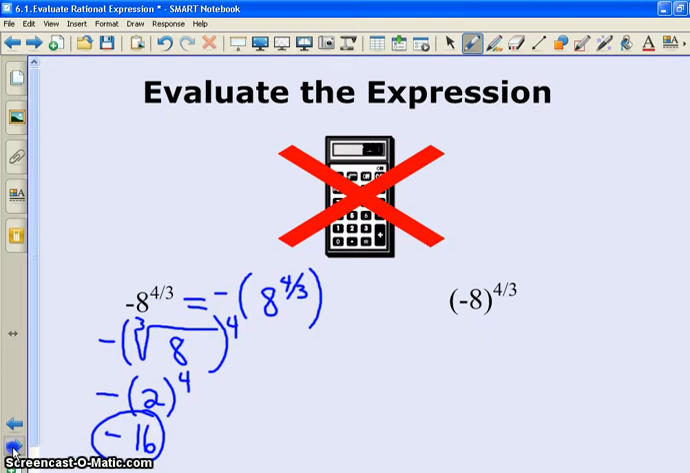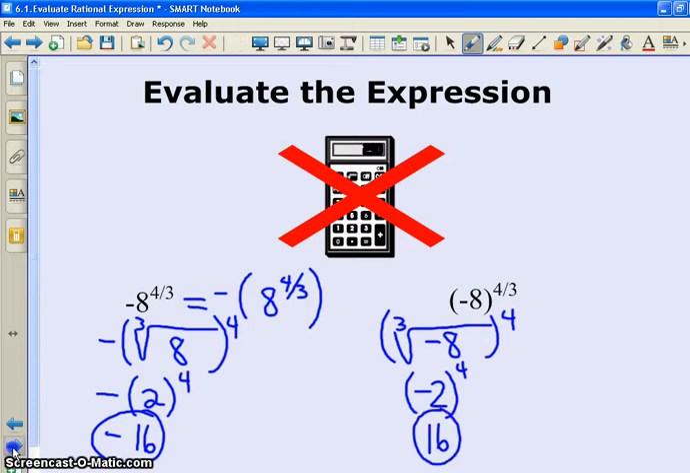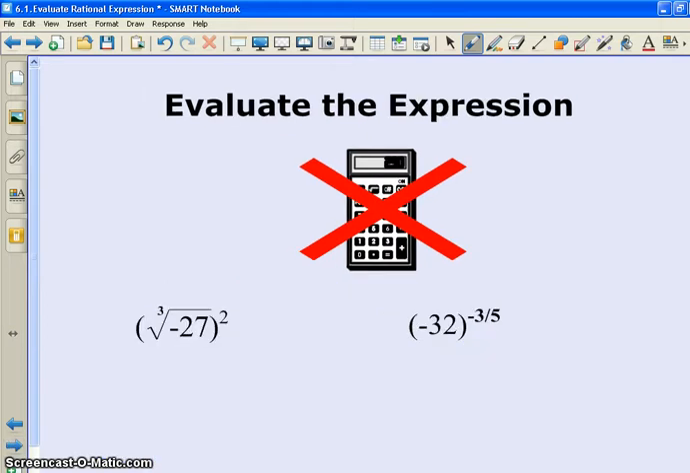Whereas this example, again, writing it in radical form, we have the third root of negative 8 all to the 4th power. The third root of negative 8 is negative 2, to the 4th power is positive 16. I would go ahead and stop the video here and try both of these problems and then check to see if you get the correct answer. The third root of negative 27 is negative 3, to the 2nd power is positive 9.